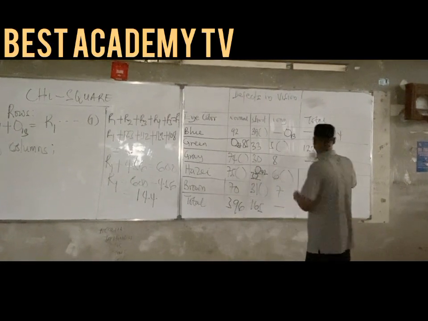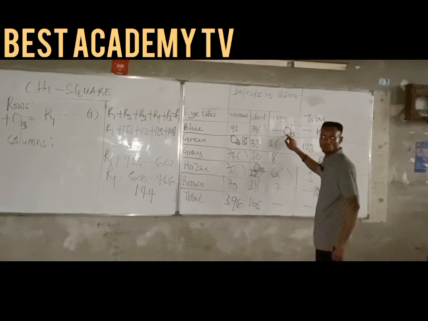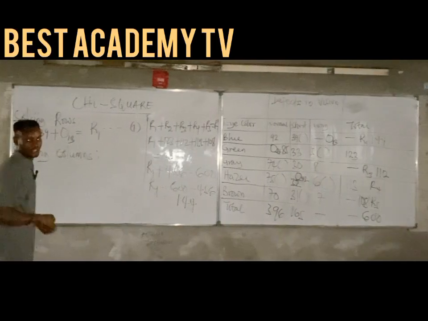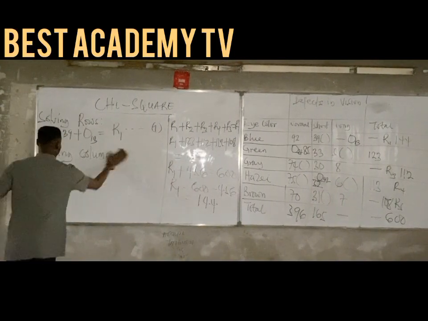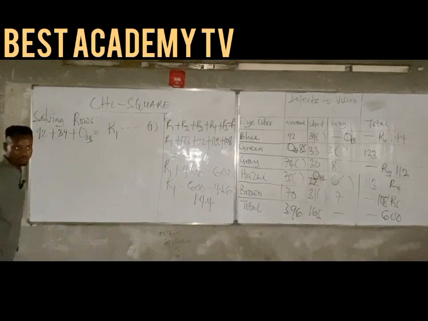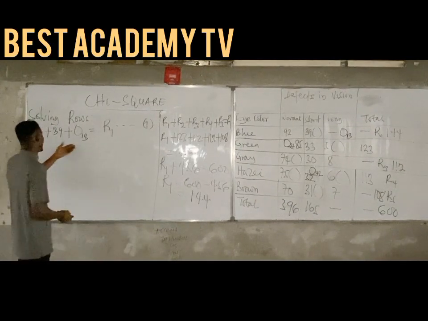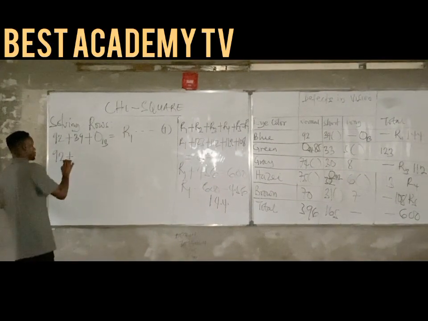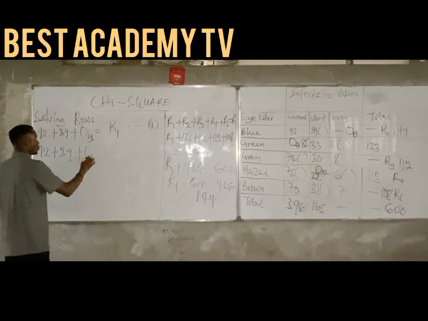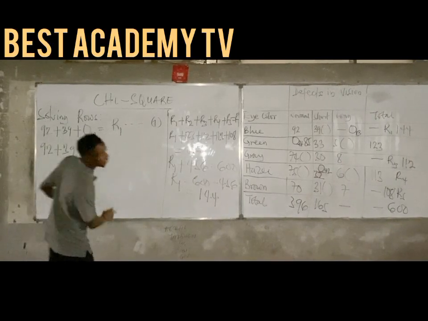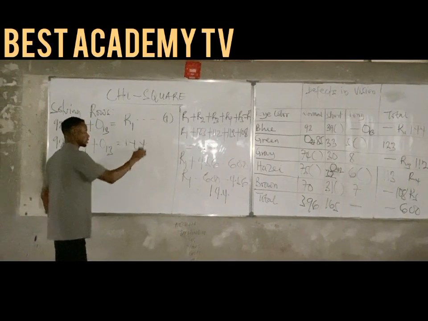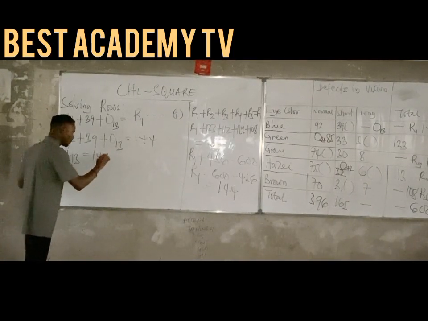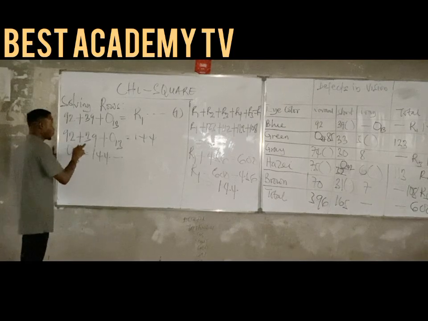So since the total here is given to us, we can easily calculate for O of 13. Now let's go back to this guy here. I can easily calculate for O13 here. That means 92 plus 39 plus O of 1, 3 is equal to, class, what is arrow 1, please, class? 144. Class, punch your calculator. O of 1, 3 will equal 144 minus 92 plus 33, class.